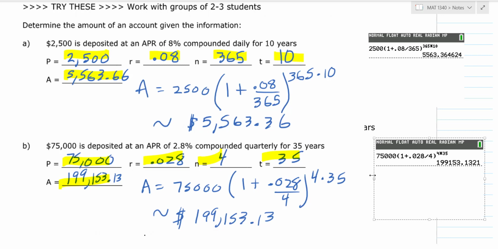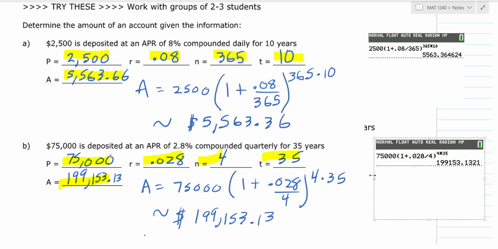Was it 19,000? That's what I got. There's no way it would be 19,000. No way. If you have $75,000, you're going to end up with more than $75,000. You got it? Okay. All right. Yeah, it'll be 199,153. Okay. You okay, Daniel, with how to put that in there? Did you? But make sure.